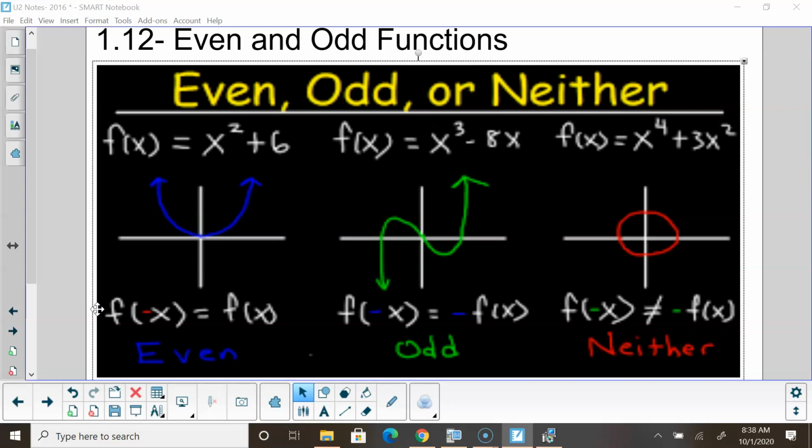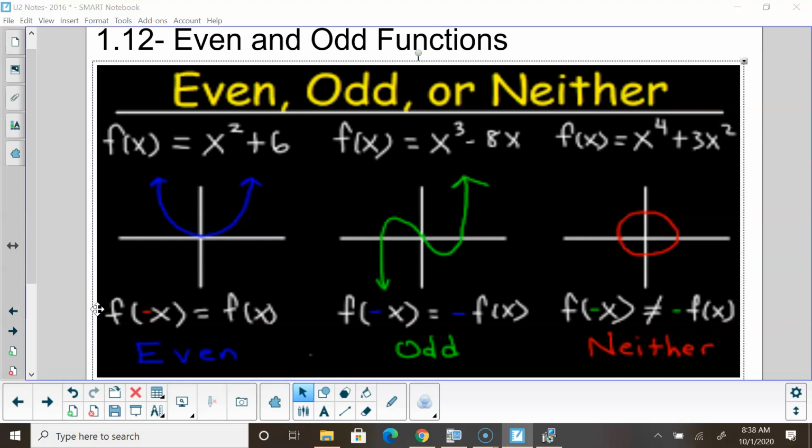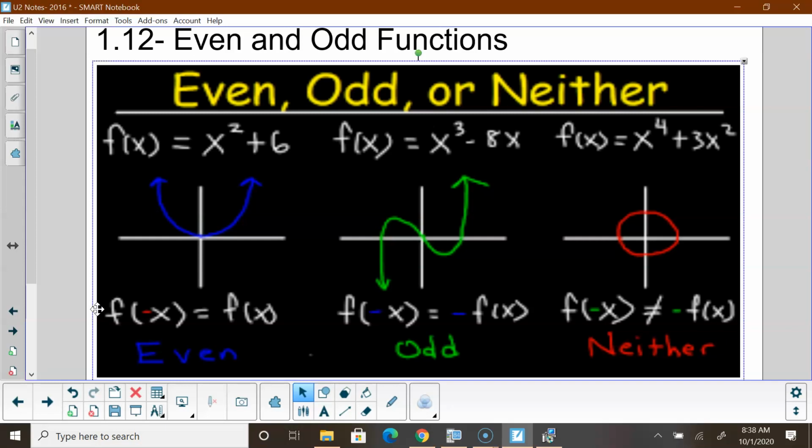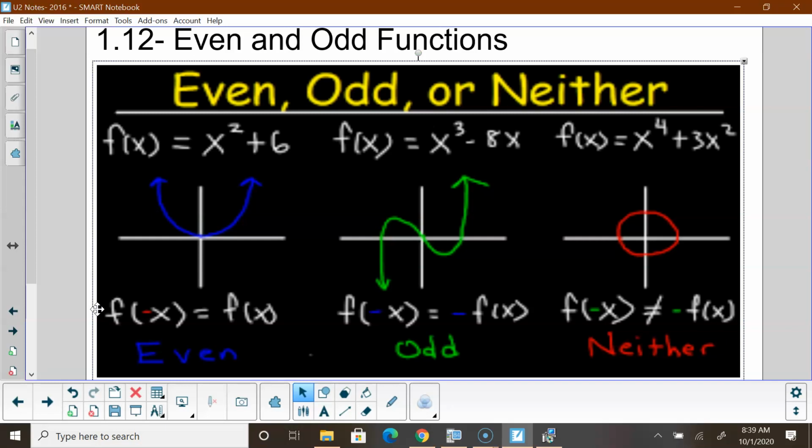Now, odd functions are symmetric about the origin. And that looks a little funky when you actually go through to graph it. And then the last one is neither. It's not even, it's not odd. It just fits into its category all by itself.